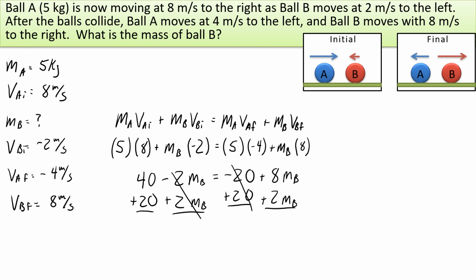Yeah, so you get 40 plus 20 is 60. And then you get 8 plus 2 is 10. Look at that, how nice that works out. So 60 divided by 10 is going to be 6 kilograms. It's not going to always work out nice like that, okay? Sometimes you'll get decimals. So that doesn't mean you did something wrong.